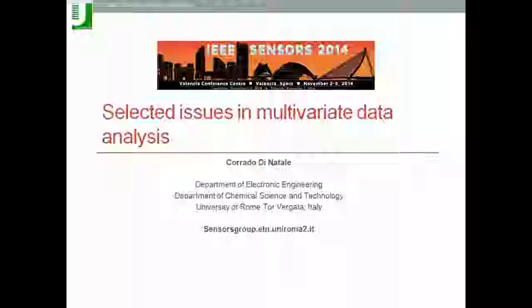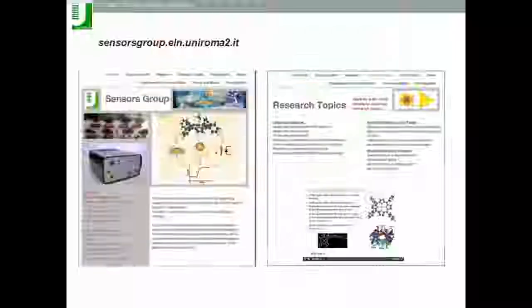And the topic of the talk is multivariate data analysis. So I will talk in the next hour or so about methods to deal with the multivariate data analysis that occurs frequently with sensors and instruments.